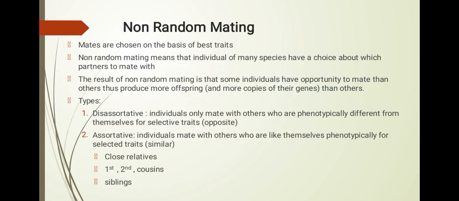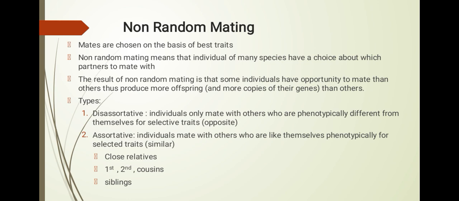Non-random mating. Mates are chosen on the basis of best traits. Non-random mating means that individuals of one species have a choice about which partners to mate with. The result of non-random mating is that some individuals have priority to mate over others, thus producing more offspring and more copies of their genes than others. Types: disassortative.